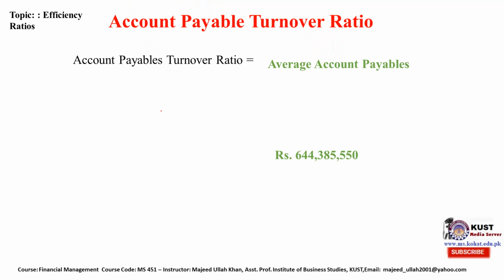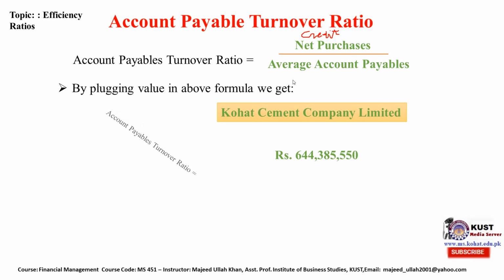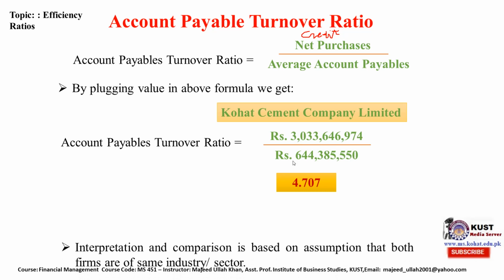Account payable ratio: net credit purchases, not cash purchases. Again, the word credit is mandatory. Net credit purchases divided by average account payables. By plugging values into the formula for KUST Cement Company Limited, the account payables turnover ratio is net purchases divided by average account payables, which is 4.707.